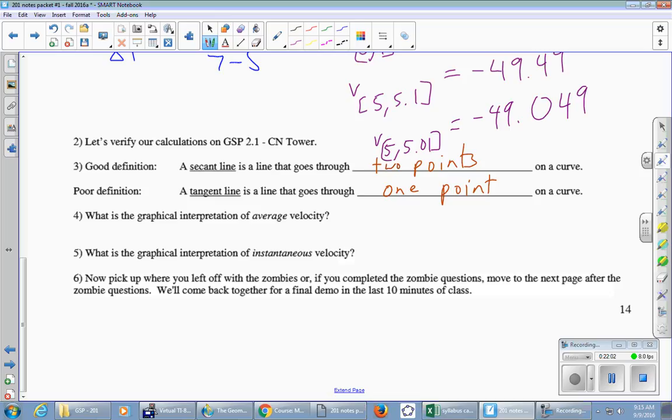4, what's the graphical interpretation of average velocity? We said this a minute ago. Slope of what? Average velocity was slope of which one? Was a secant. 2 different points. Slope of secant line. Number 5, what is the graphical interpretation of instantaneous velocity? Slope of a tangent line.